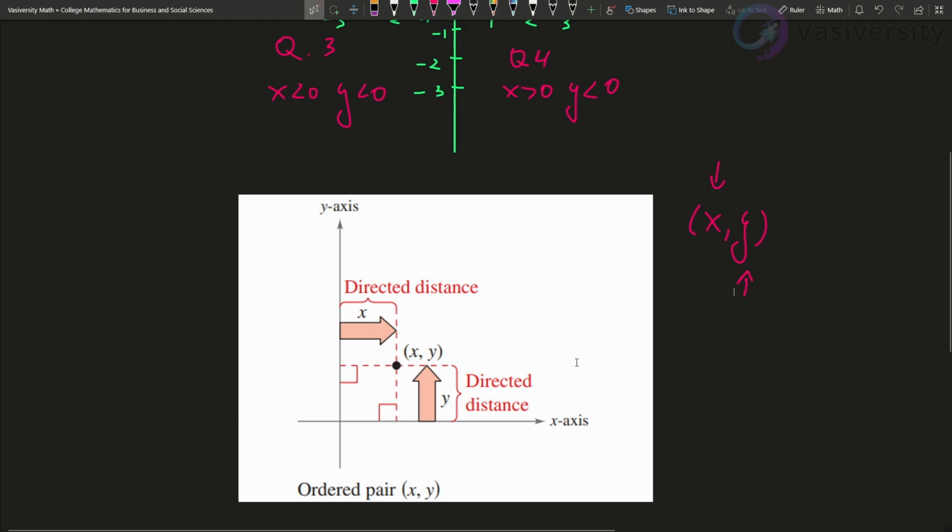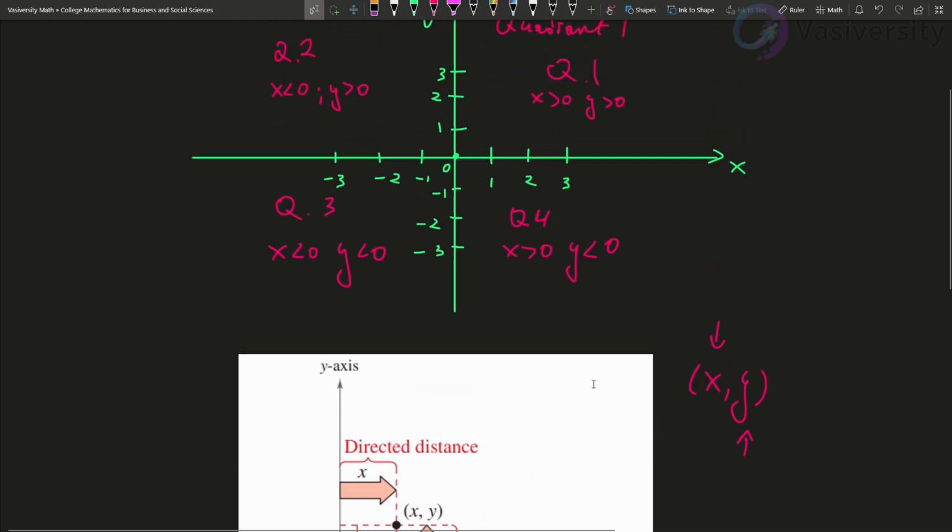So in our case, for example, let's say I want to label a point 1 comma 2. So 1 is right here, 2 is right over here, so my point is going to be right here. This is my point 1 comma 2. And then, for example, 0, 0. That's the intersection point. It's going to be over here. Perfect. So we can have a lot of things on the Cartesian plane.